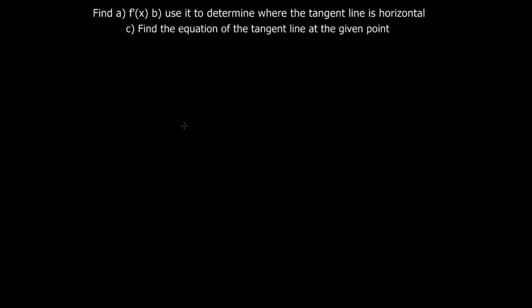Over here we have another derivative problem. We want to find the derivative initially and then use it to determine where the tangent line is horizontal, as well as find the equation of the tangent line at the given point. So the function we're given is f of x is equal to x squared minus 6x plus 4, and the given point is going to be 2, negative 4.